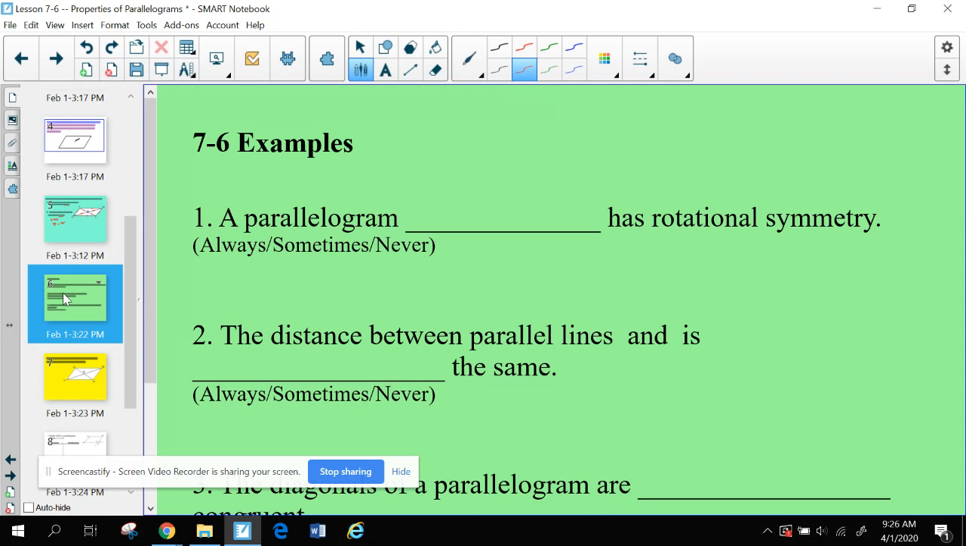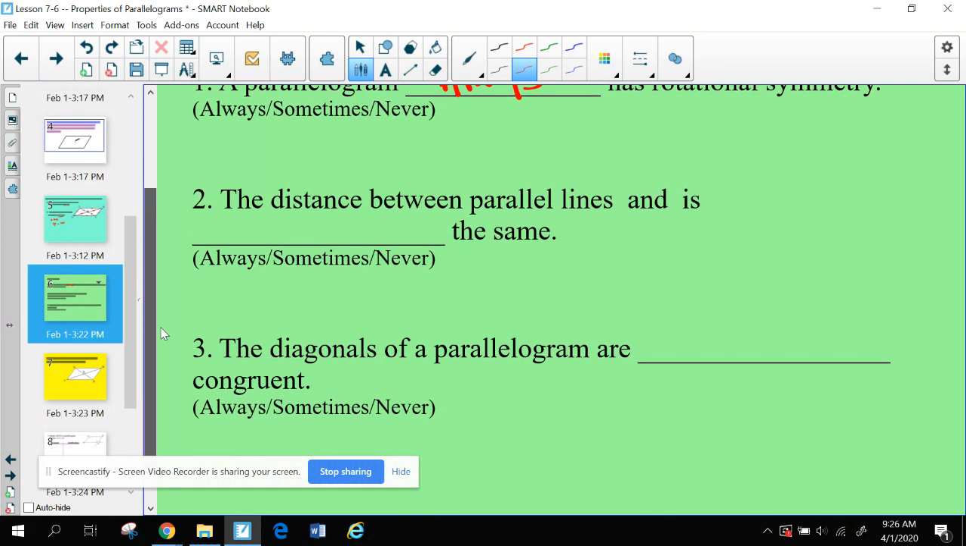Some examples, we have some always, sometimes, never questions. So a parallelogram, blank, has rotational symmetry. That is going to be always. Right? We can rotate it 180 degrees and it'll turn back to looking like it did originally.